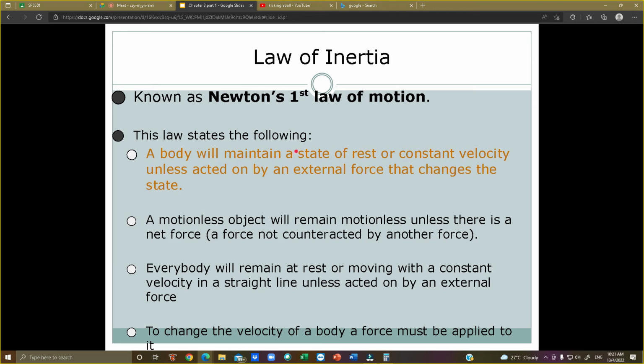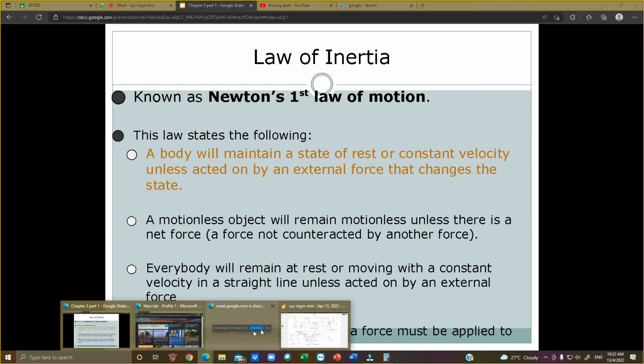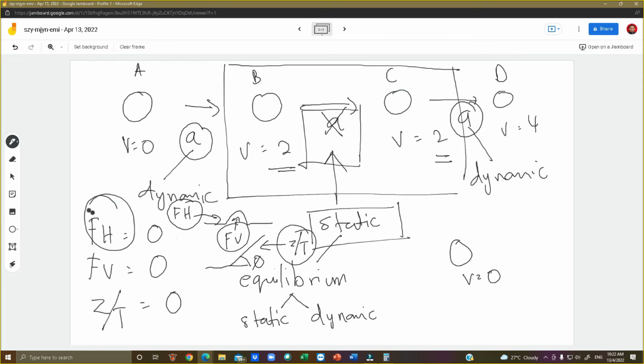An object won't move. An object will move at a constant speed unless we put force. Ni maksud dia lah. Motionless object will remain motionless unless there is a net force. Okay, net force macam mana? Ni lah net force dia. We give it either one of this one atau kita bagi tiga-tiga sekali. It causes change to the system.